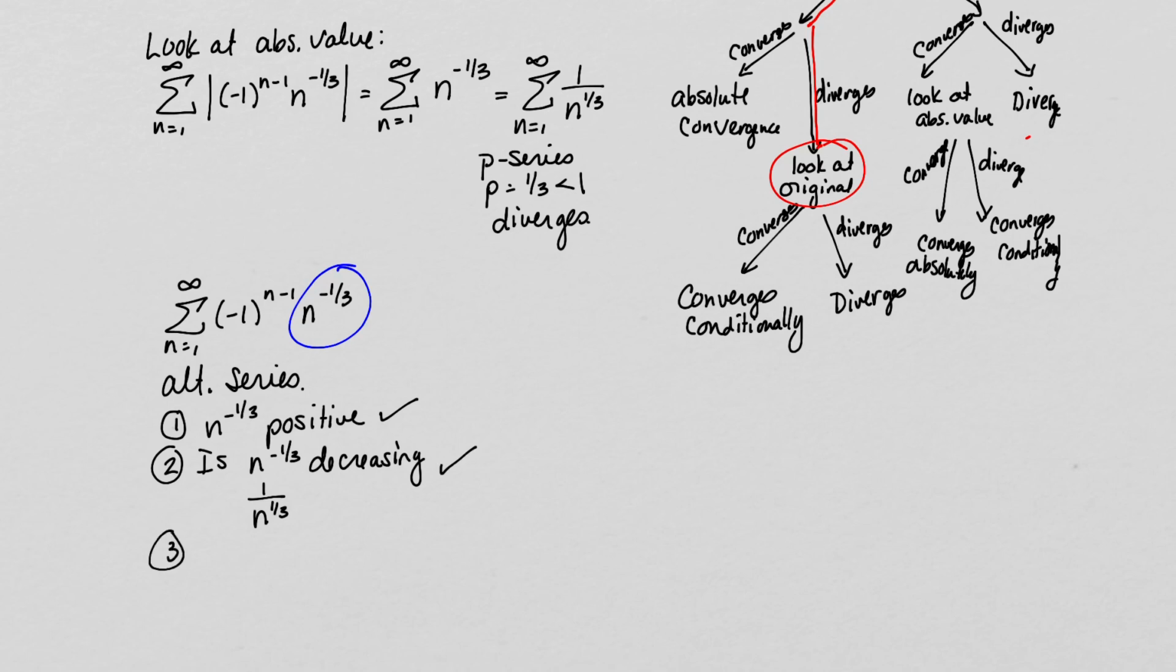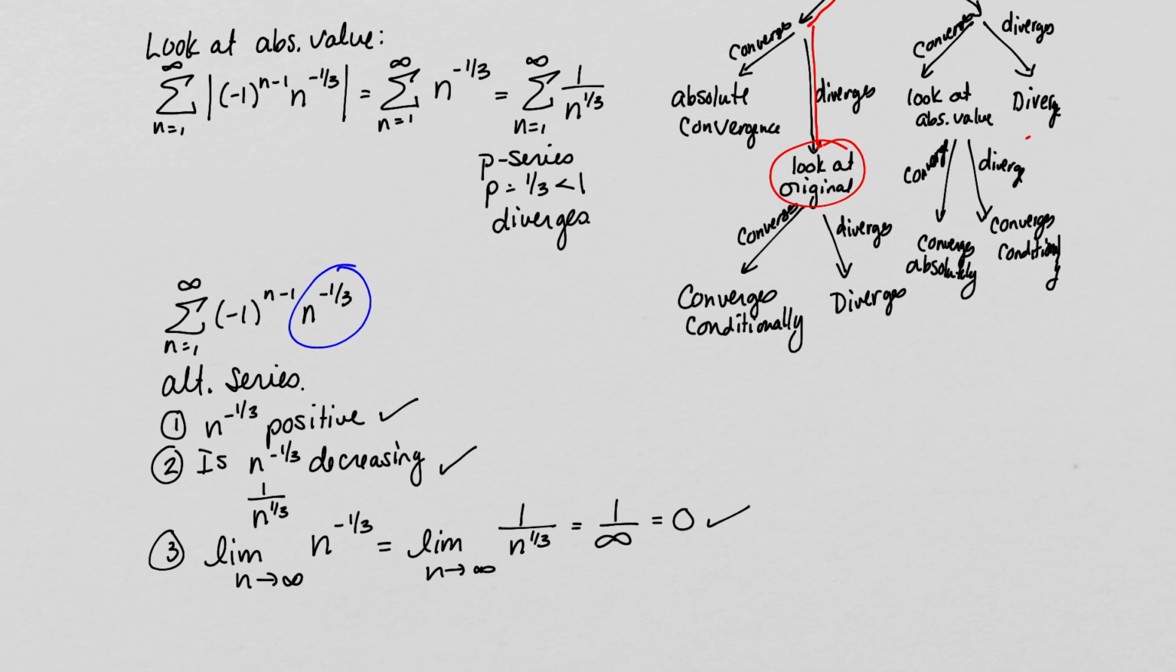And then the third thing we have to do is look at the limit as n approaches infinity of n to the negative 1/3. That's the limit as n approaches infinity of 1 over n to the 1/3, which would be 1 over infinity, which would be 0. So that works. The three things for the alternating series test are that the pieces are positive, minus the alternating part, that they're decreasing, and that the limit turns out to be 0. I've met all three of those qualifications.